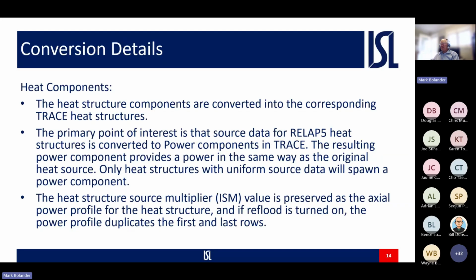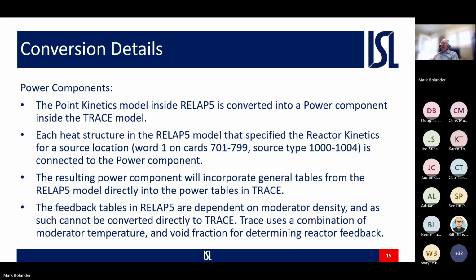The heat structure source multiplier value is preserved as the axial power profile for the heat structure. And if reflood is turned on, the power profile duplicates the first and last rows. So that's similar to what you see in TRACE. For the power components, the point kinetics model inside RELAP is converted into a power component inside the TRACE model. That's where the point kinetics is implemented in the TRACE model.